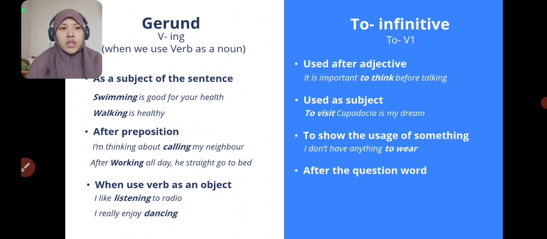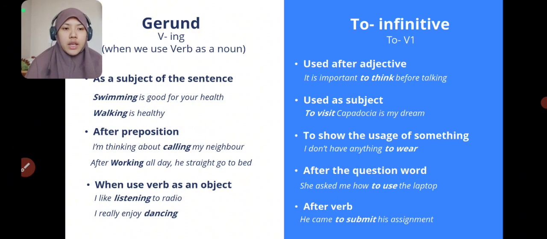Also, we can use it after the question word. For example, she asks me how to use the laptop. How is the question word. What else? Yeah, what, where, which. Next, we use it after a verb.